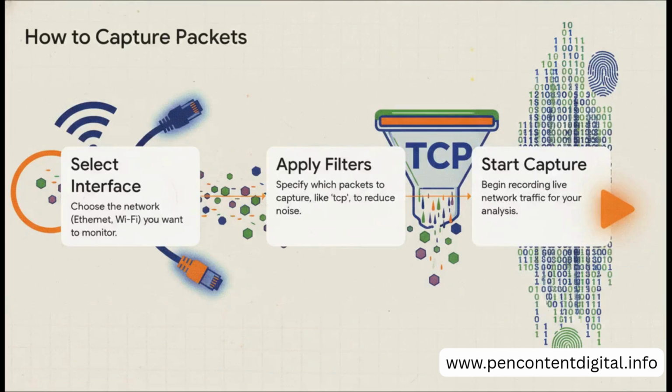Getting this data, or capturing packets, is actually pretty straightforward. First up, you just tell Wireshark where to listen. You select your interface, maybe your Wi-Fi, maybe an Ethernet cable. Next, you gotta realize a busy network is like a fire hose of data. So we apply a filter to cut down on the noise. For instance, we could just say, hey, only show me the TCP traffic. And then you hit start. And just like that, you're collecting digital evidence.